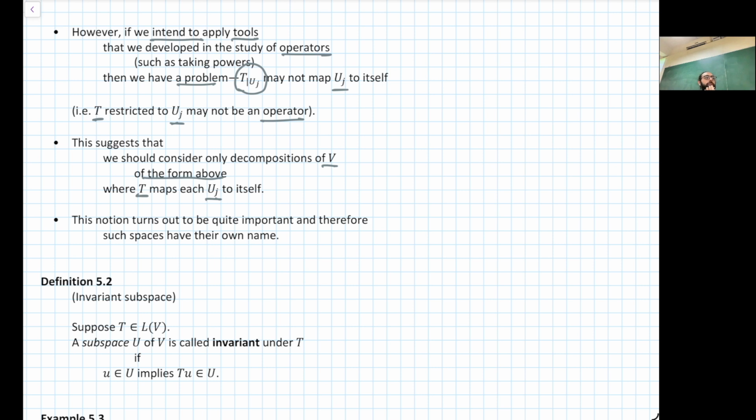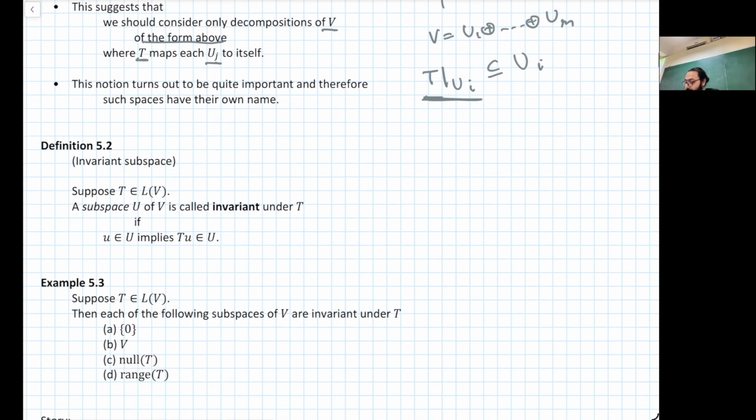Making sense so far? Okay, so the idea was to understand T. We said suppose the vector space is of this form, the direct sum. And now we're going to look at restrictions of T to these spaces U sub I, and we only want to consider those T's for which this results in something that is also inside U, or a subset of U. That's what we want for each U sub I.